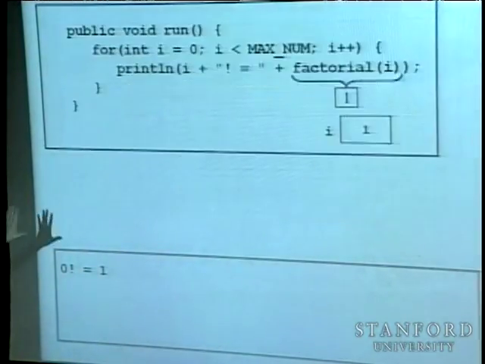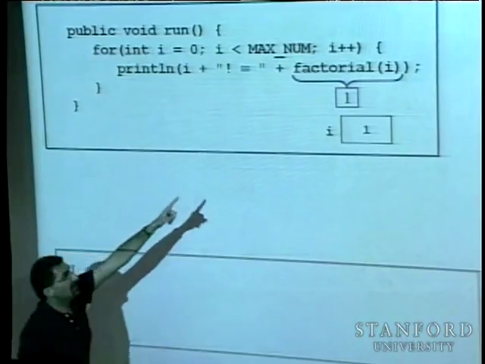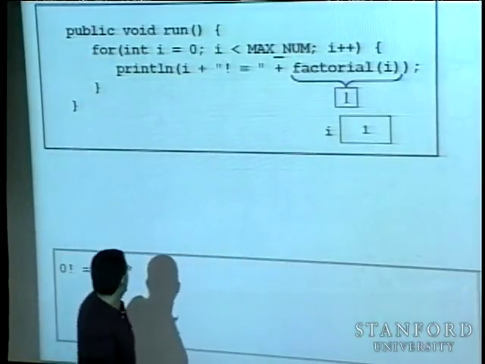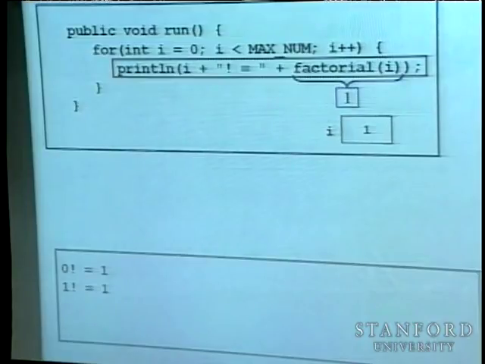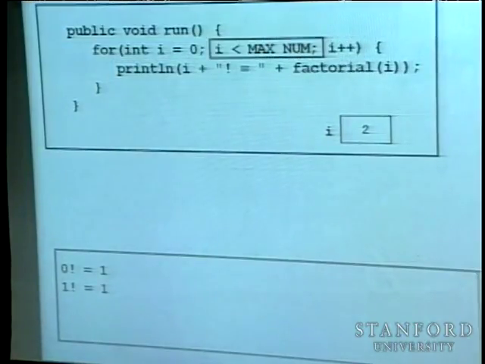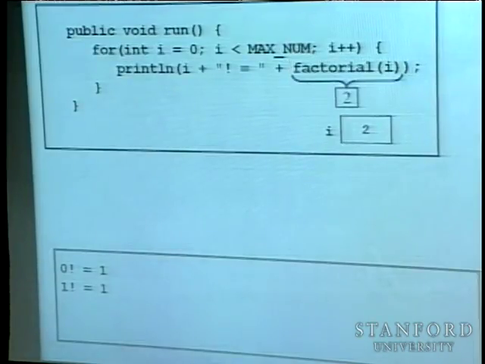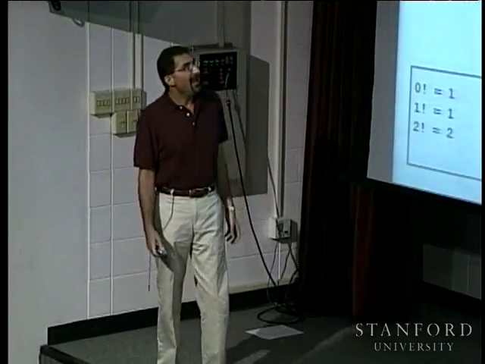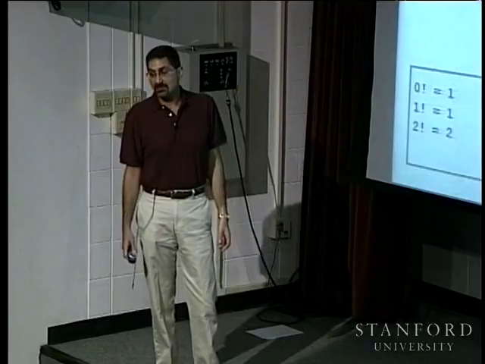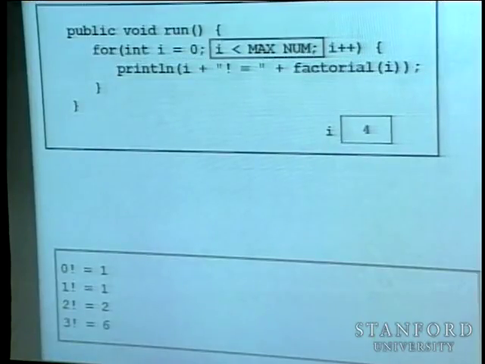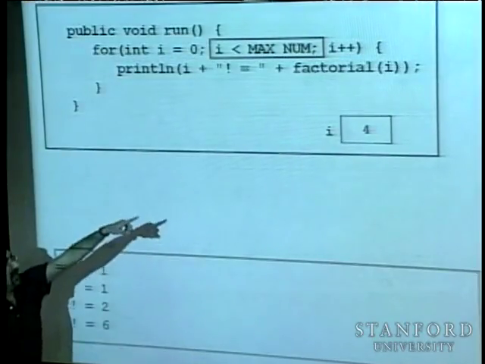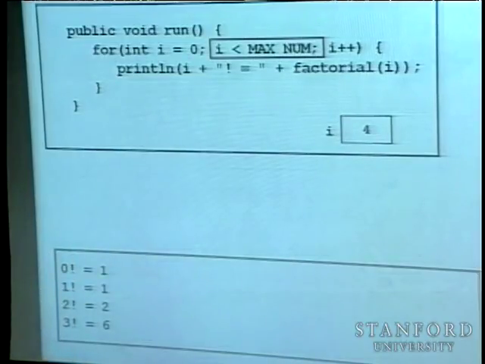So this guy goes away again. And factorial of 1 is 1. So that's what we write out on the screen. Okay? And I won't go through the process in excruciating detail again, other than just say after we add 1 to I, we're going to have to compute factorial of 2, and the answer that's going to come back is 2. And we're going to compute factorial of 3, and the answer that's going to come back is 6. And after we write that out, I is now 4, which is not less than max num, because max num also has the value 4, so we're done here.